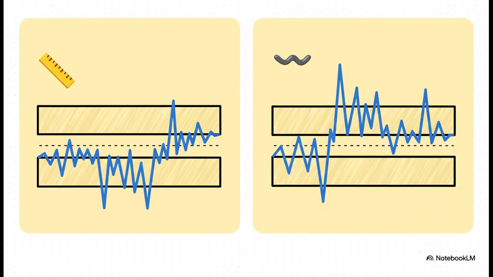Envelopes, as we've seen, use a fixed percentage that you set. Bollinger Bands are different. They're adaptive. They use standard deviation, which is a fancy way of saying they automatically get wider when the market goes crazy and then get tighter when things calm down. With envelopes, you're the one who has to make those adjustments manually by tweaking the percentage.